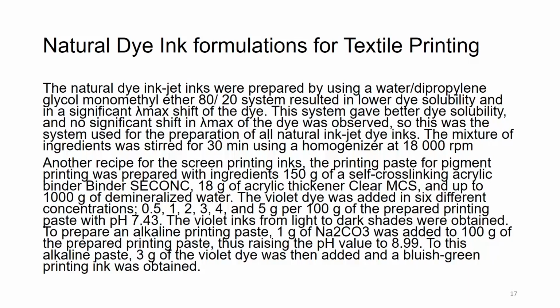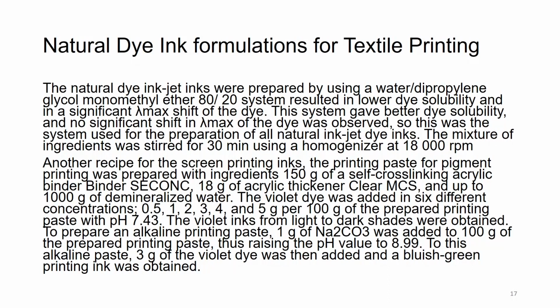So, this was the system which was used for the preparation of natural dye inkjet inks. The mixture of ingredients was stirred for 30 minutes using a homogenizer at 18,000 rpm. So, just by using water and dipropylene glycol monomethyl ether in the ratio of 80:20, it could be seen that it resulted in good dye solubility and no significant change was observed in the lambda max shift.